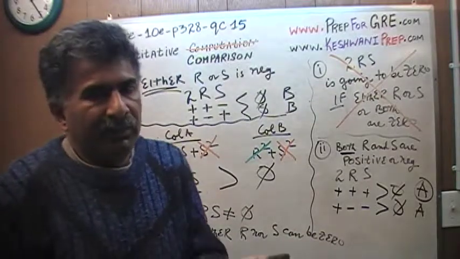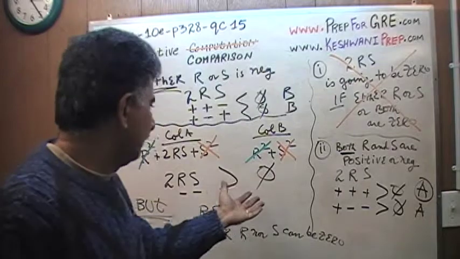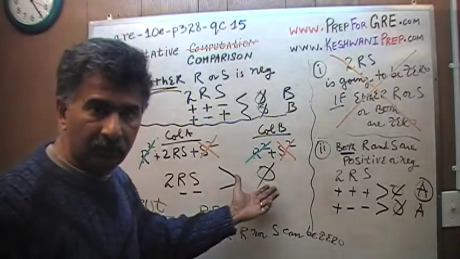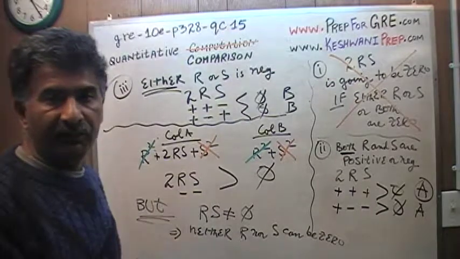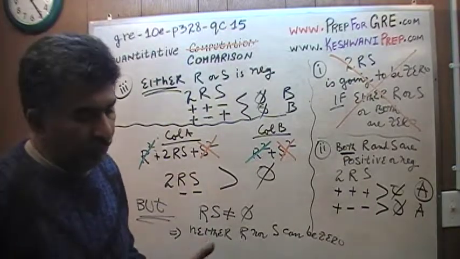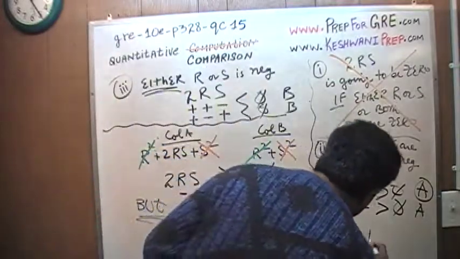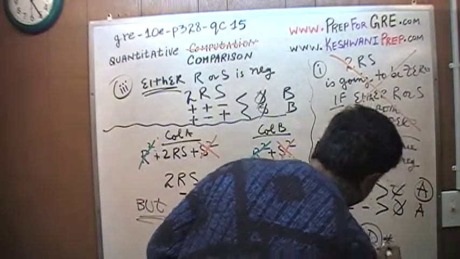Well, if they are not 0, then we know the quantity in column A is going to be either more than 0 or less than 0, in which case the answer is either A or B. Since there is no way of telling, the correct answer is D. Et voila, that's it. That's all.